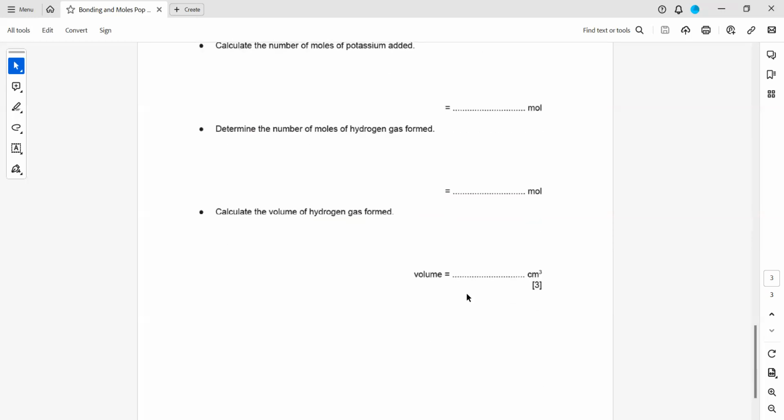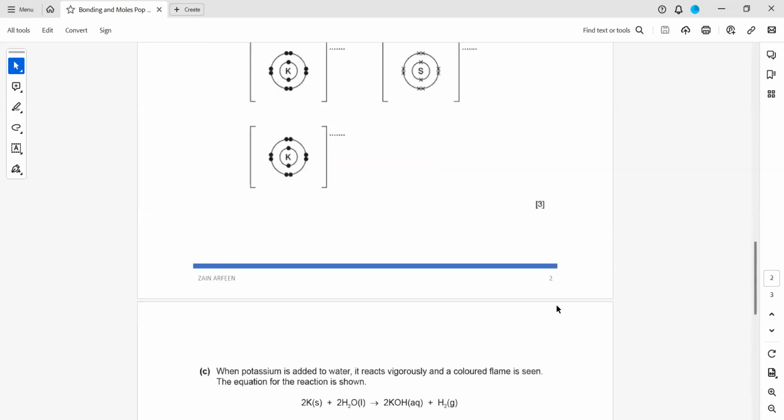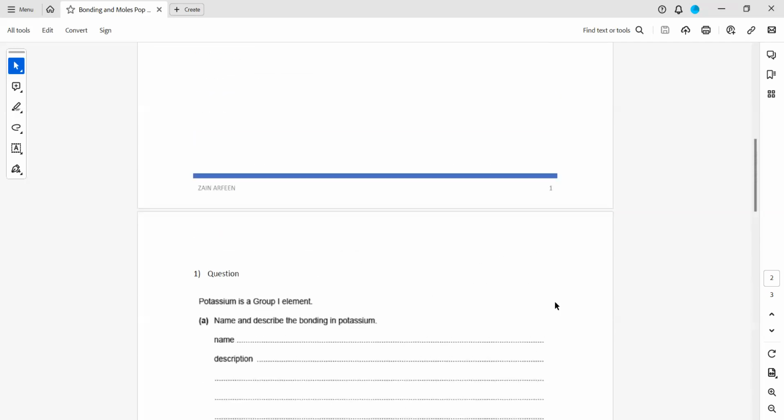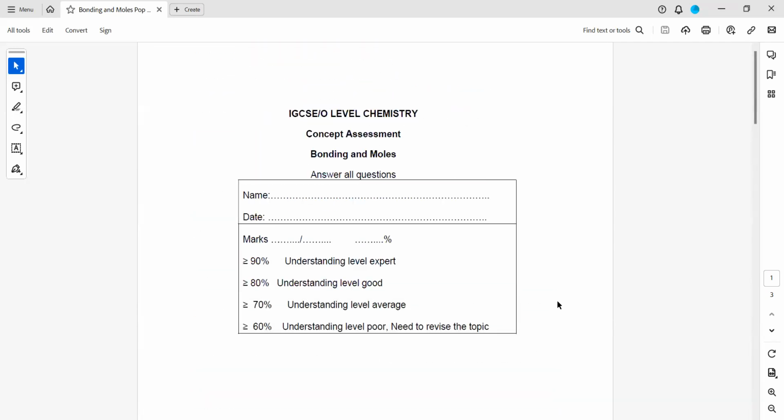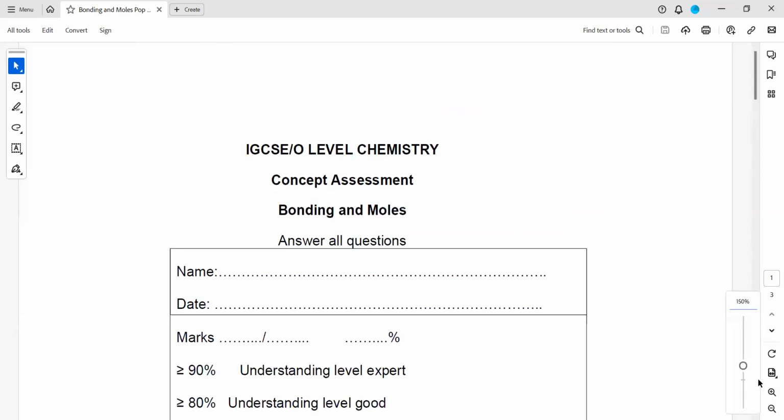So for moles questions, usually the pattern is first you solve by using a formula, then you use a ratio, then again a formula. But it's not always true. In some cases, some questions are a bit different. So you may not have the same pattern, but usually it's like this.